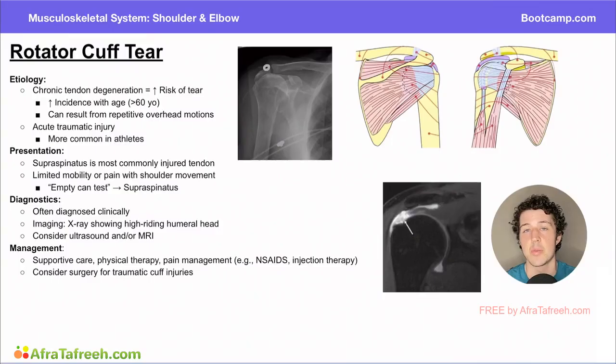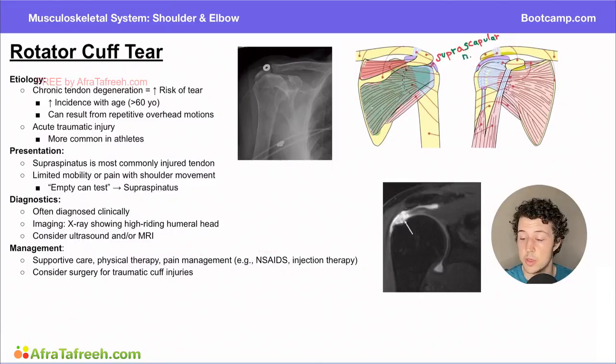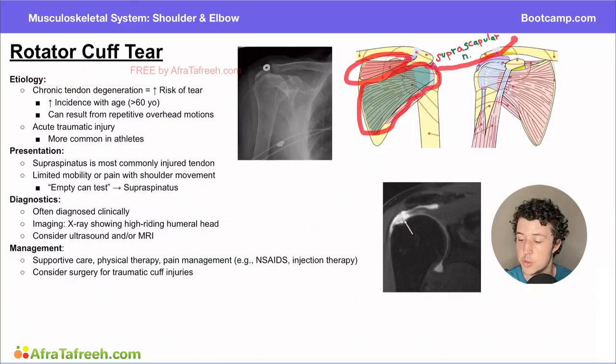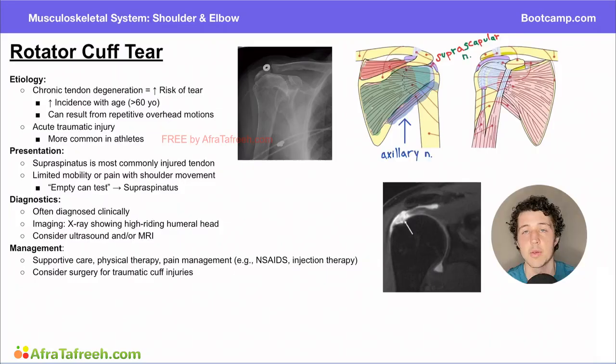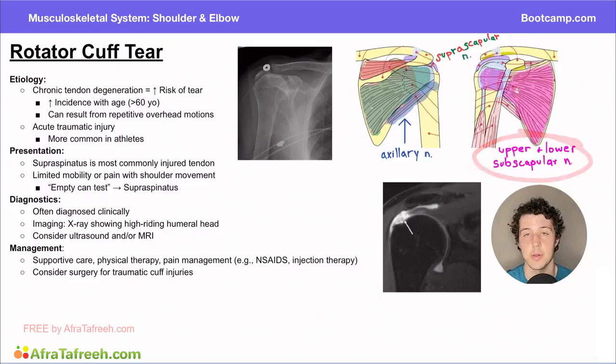Now before we talk about our etiology, let's go over the anatomy a little bit so we're comfortable with the muscles and innervation. Above the spine of the scapula we have our supraspinatus and below our spine we have our infraspinatus. Both the supraspinatus and the infraspinatus will be innervated by the suprascapular nerve, and this muscle here will be our teres minor muscle innervated by the axillary nerve, and we will have our subscapularis on the anterior side, which will be innervated by the upper and lower subscapular nerves.